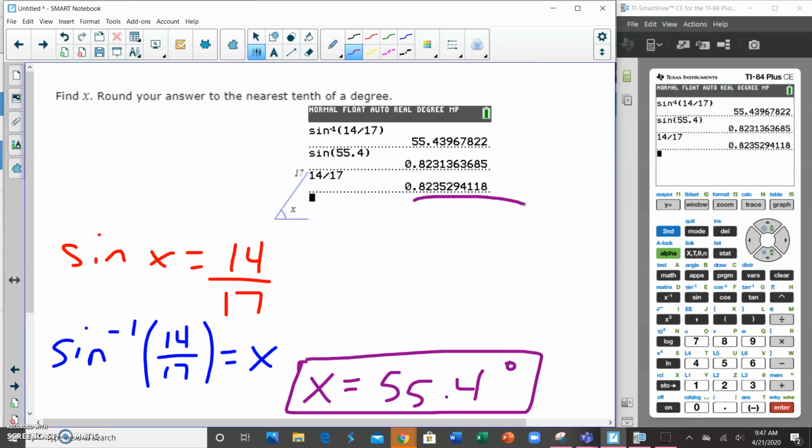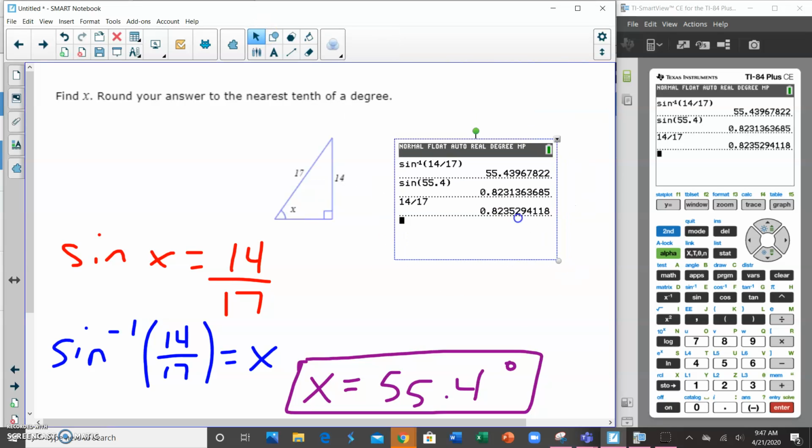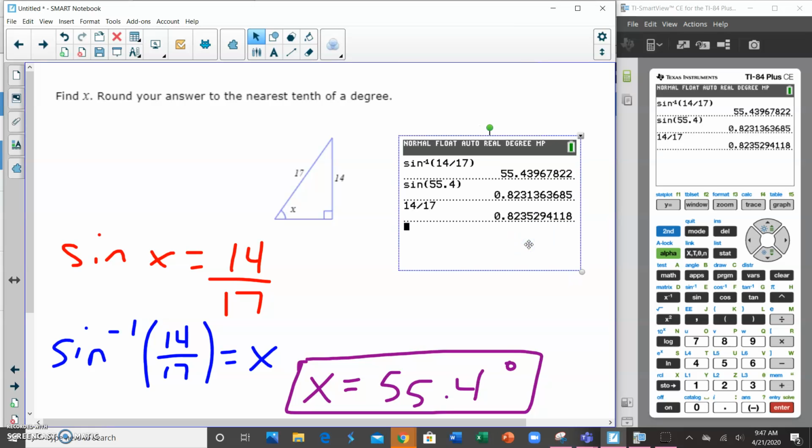Okay, sorry, I'm going to erase this. Go back to my pointer so I can move this over here, and then you guys can see that. All right, so plugging in that sine of 55.4 degrees and then finding the ratio 14 over 17, that's just checking to make sure that my 55.4 is correct.